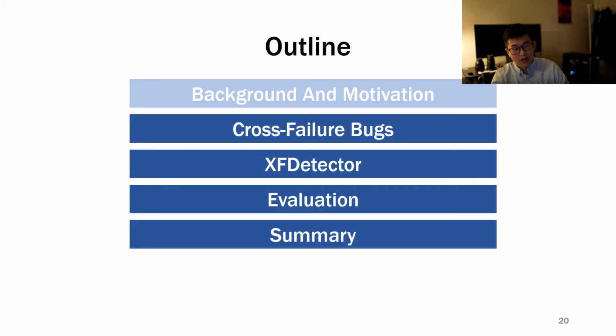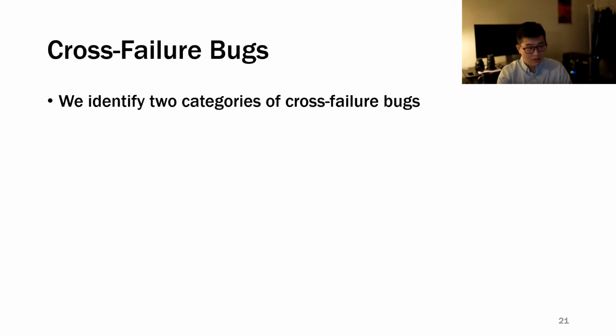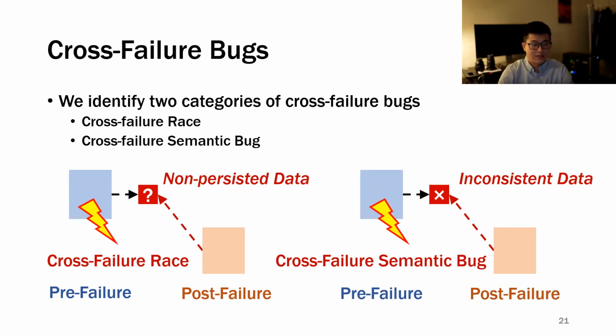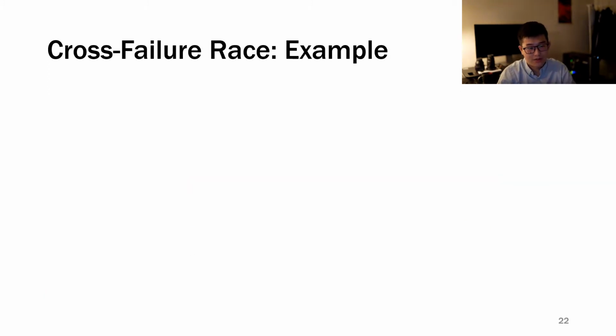So far, I have talked about a relatively long background on the motivation: how programming for persistent memory is hard, and why testing only one stage is insufficient. Next, I'm going to move on to cross-failure bugs, the categorization part. We identified two categories of cross-failure bugs. The first type is the cross-failure race, and the second type is the cross-failure semantic bug, which I will talk about in detail later. Now let's take an example of a cross-failure race.